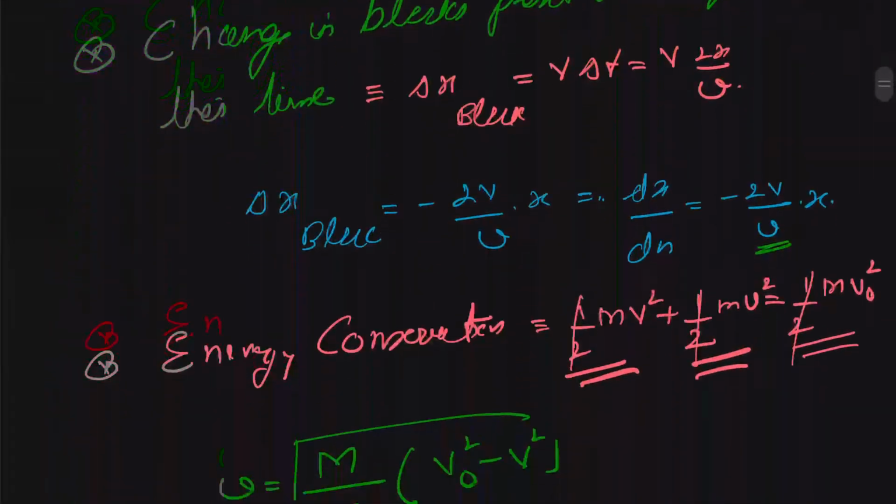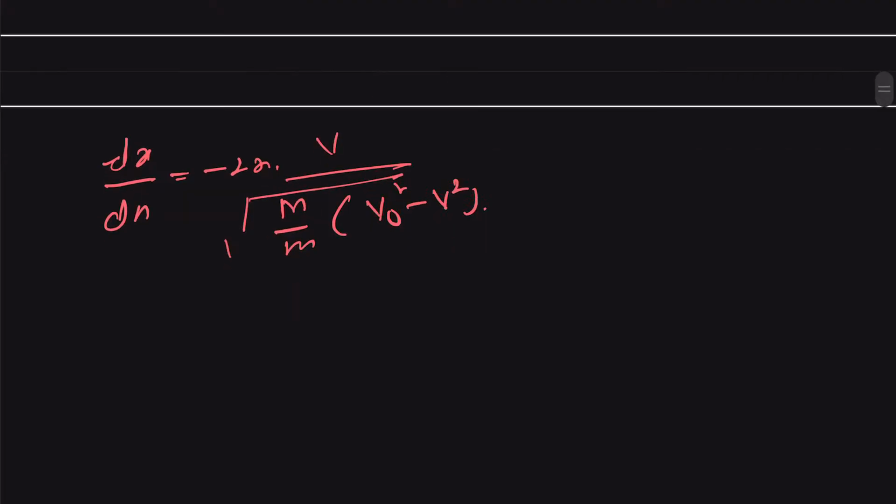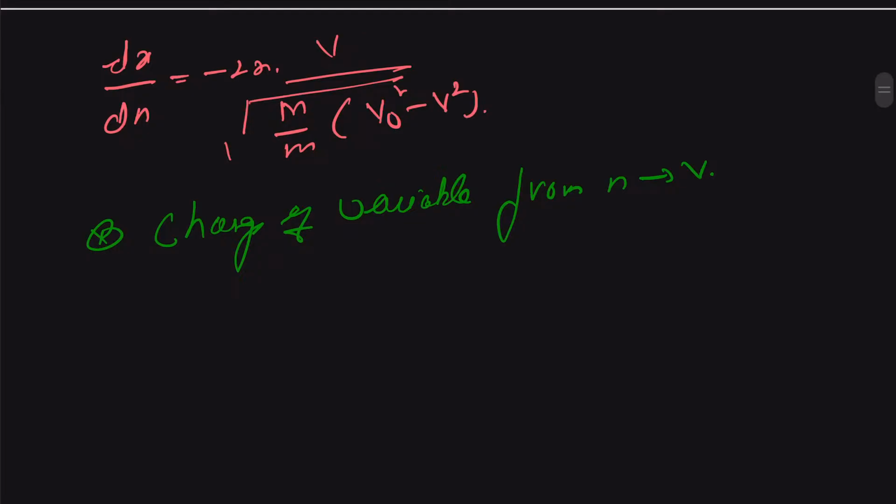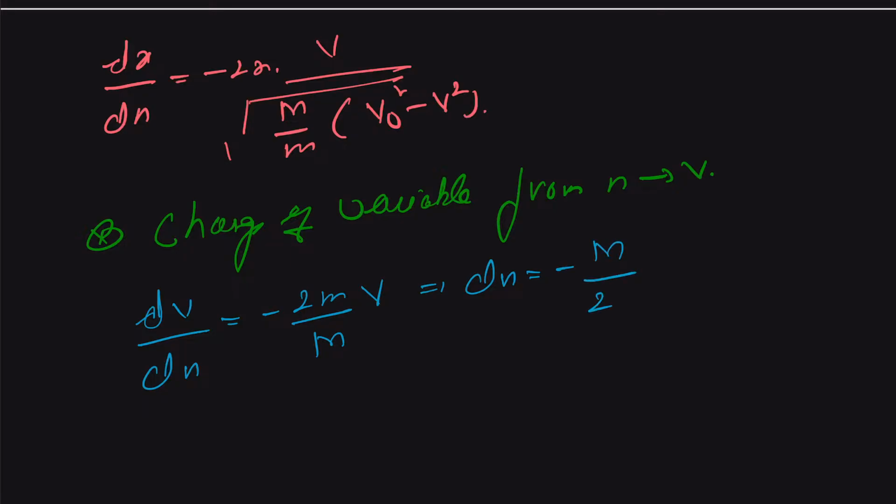Yeah, we already have it. So we can just make a change of variable from n to V, and we can write dV upon dn is equal to minus twice small m upon capital M times V. And from here we can say that dn will be equal to minus M upon twice m times dV upon V.